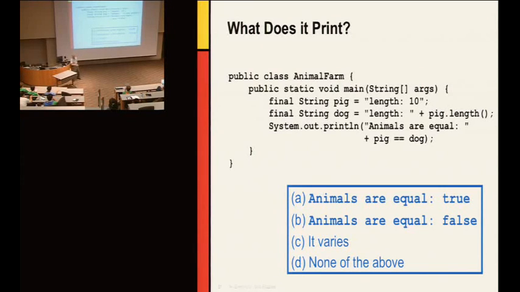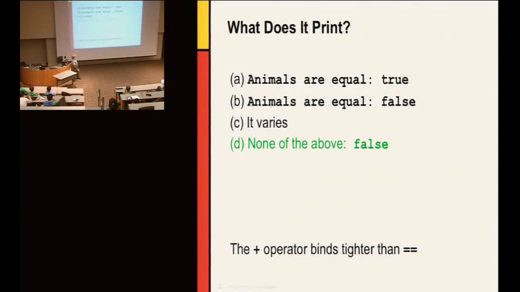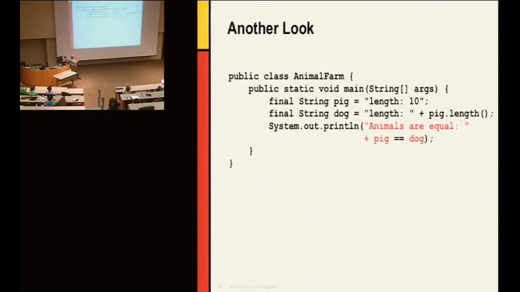And in fact, you are right, and for the right reason. I heard you chattering. The reason is that the plus operator binds tighter than double equals. So if we look at this again, what we're doing is appending pig to animals are equal, creating animals are equal length 10, which is of course not double equal, that is identical to dog, because they don't even represent the same characters. That's awful, isn't it?